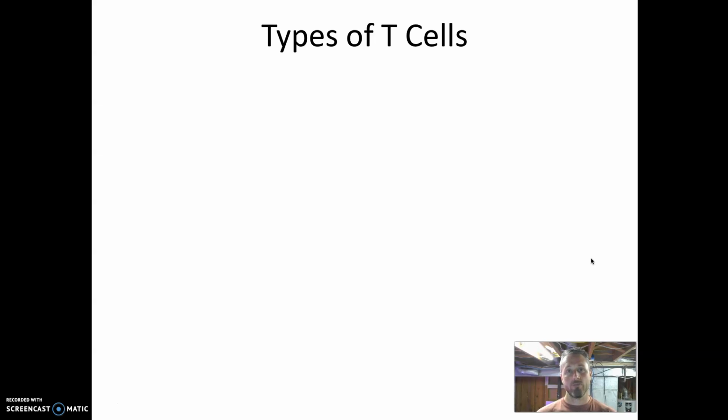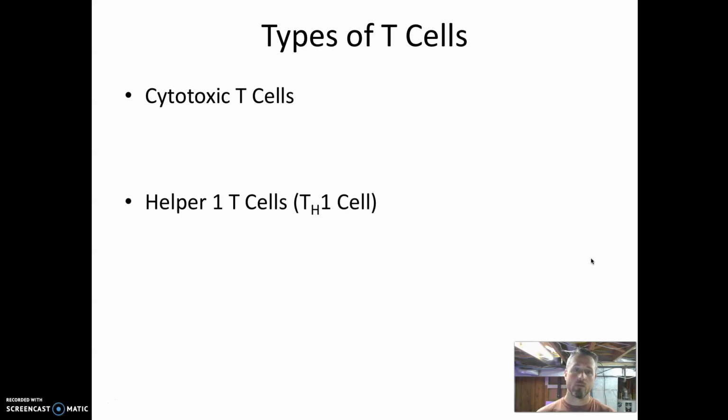So for our class, we're going to focus on three main types of T cells. We're going to give them different names. We'll call them cytotoxic T cells. That's one type. We'll think about some helper T cells, specifically helper 1 T cells. And then we'll think about helper 2 T cells as well. So cytotoxic T cells, and then two kinds of helper T cells. So again, what a T cell does when it detects the antigen depends on what type of T cell it is.